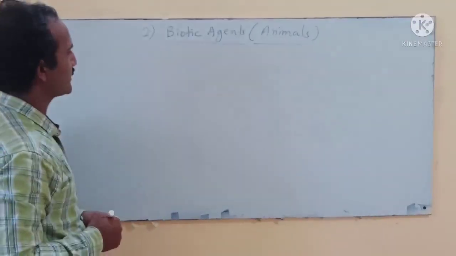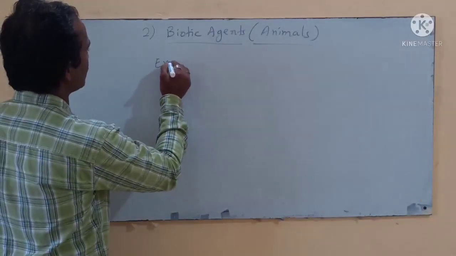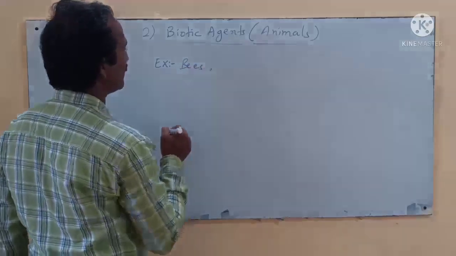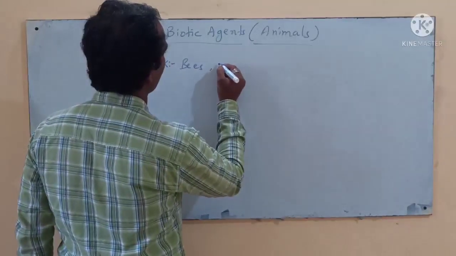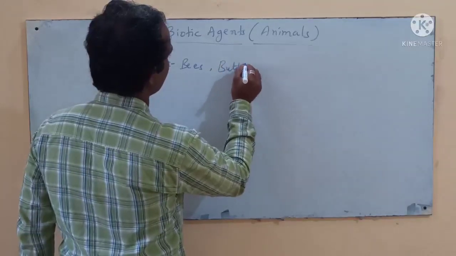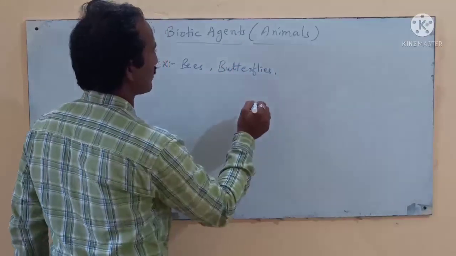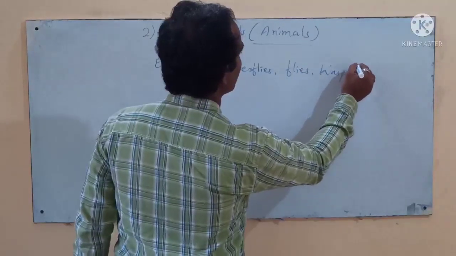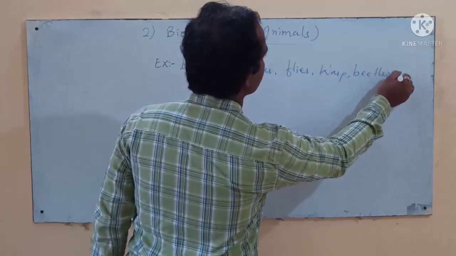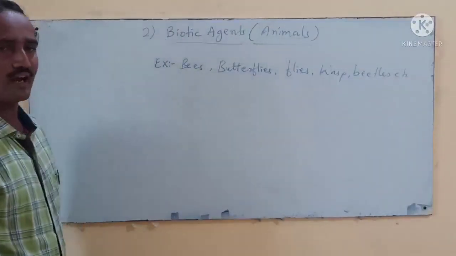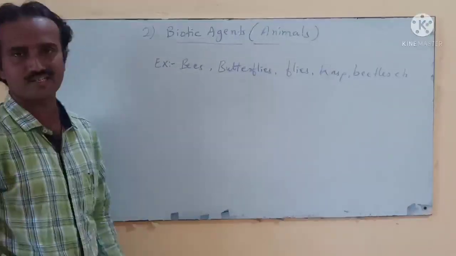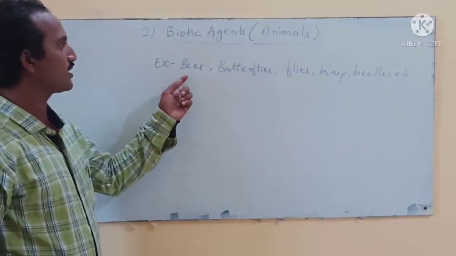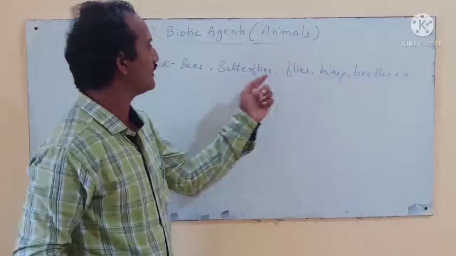Here, some of the examples you can take are bees, honeybees, butterflies, normal flies, wasps, beetles, etc. So what about the pollination? It is pollination by animals, but specifically the pollination which takes place by insects. These are all insects, no?